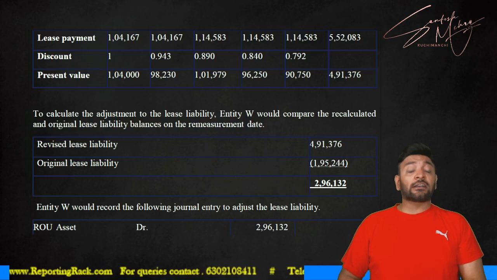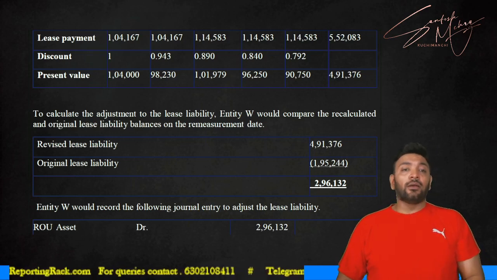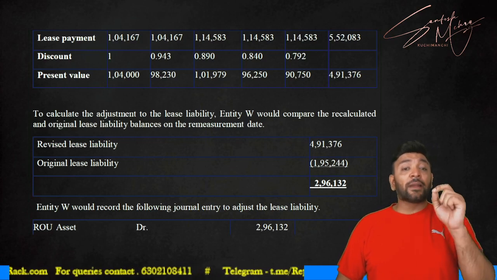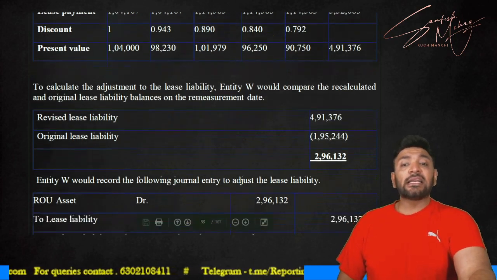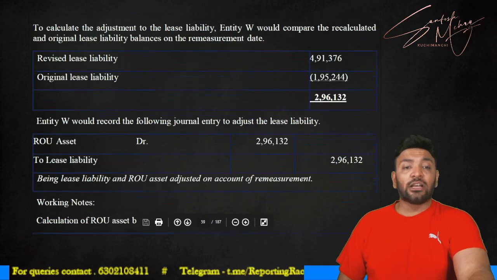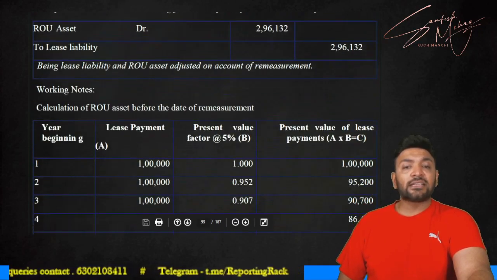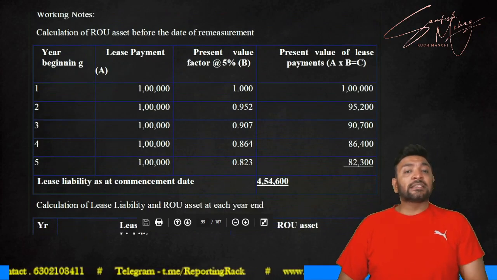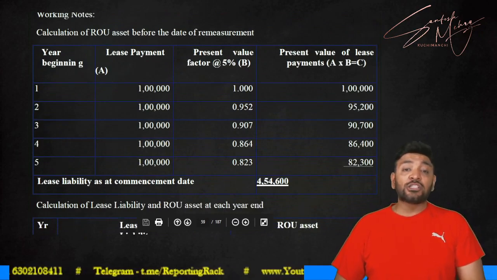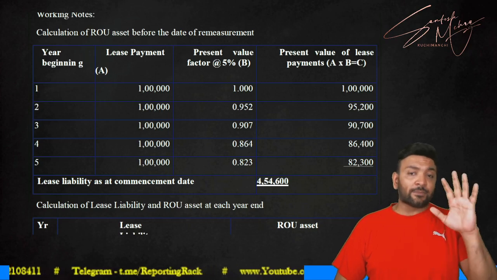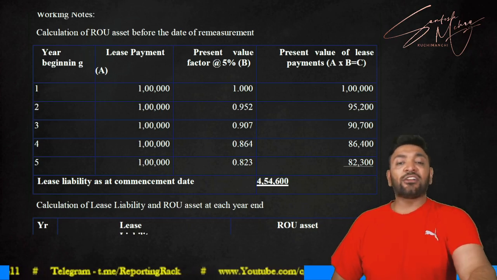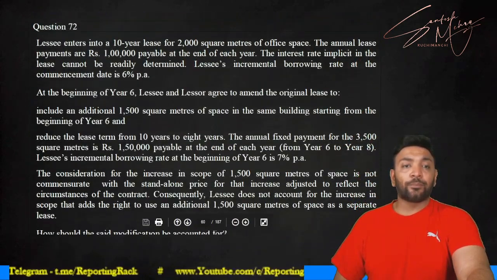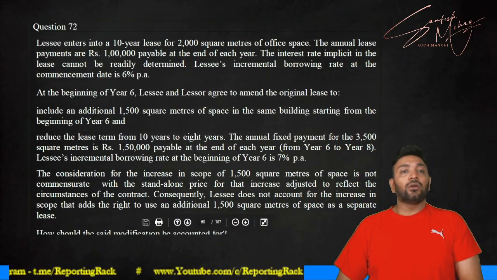The first discount factor, he has considered as 1 because he is assuming that the lease rentals are paid at the beginning of each year. His increase is only 2,96,132. We have slightly different rates. Even in the measurement, he is taking 1 lakh over 5 years and assuming that the first present value factor is 5%. So that is the only difference. I just wanted to show what would be the difference if you calculated it this way.